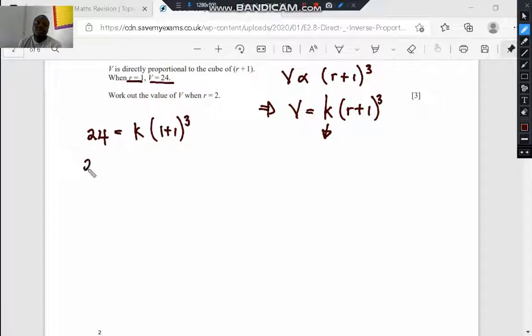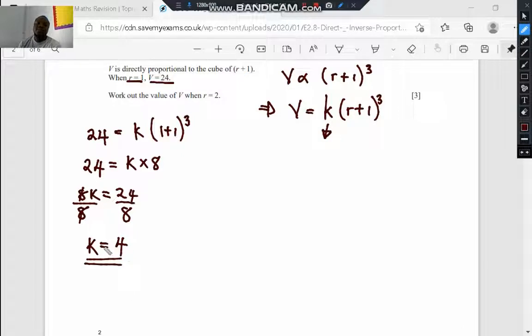This will now come down to 24 equals k. Then 1 plus 1 is 2. 2 cubed is 8. So we are multiplying this by 8, which means we've got 8k equals 24. We are trying to find the value of k. We divide this by 8, to give us k equals 4.